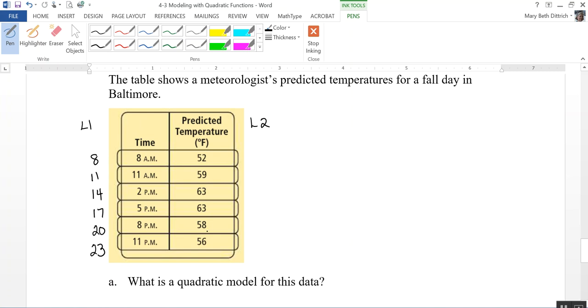Okay, so here's a good question. How do I know that this data suggests a quadratic model, that it's going to look like a parabola? Well, let's look at my y values, my predicted temperatures. At 8 in the morning it's 52 degrees, and then it warms up to 59, and then it warms up to 63, stays at 63, maybe went a little higher in there, we're not sure, and then it starts to cool down again. So my values are going up, and then coming down, and they're kind of symmetrical, so there is a little symmetry there. So I'm going to go ahead and put these into my calculator.